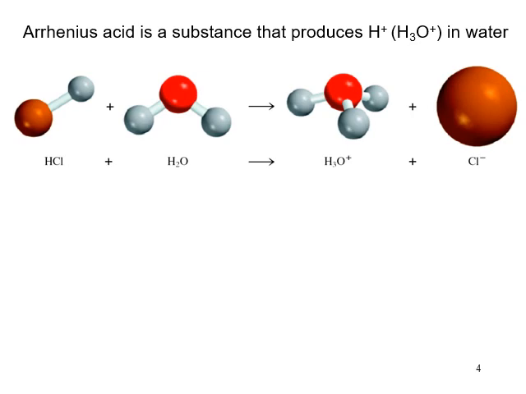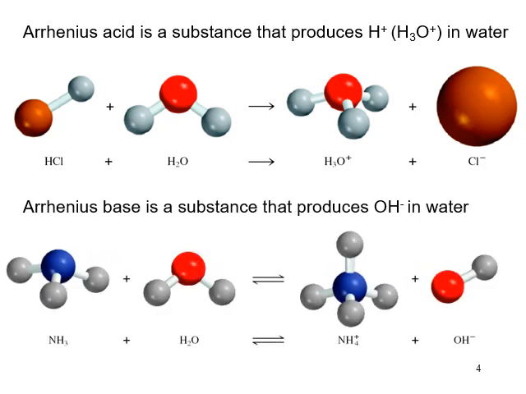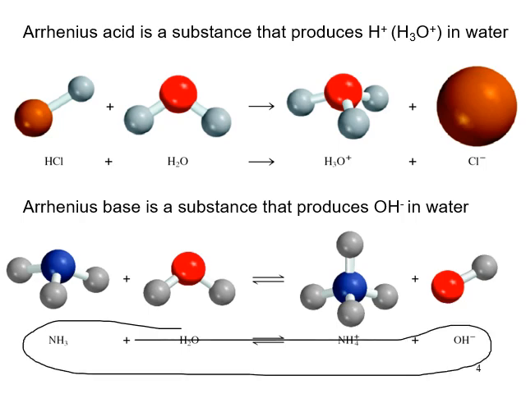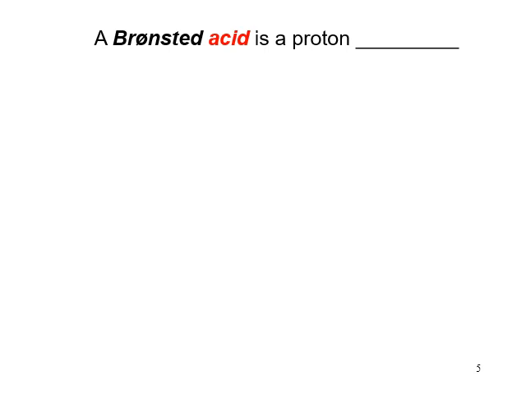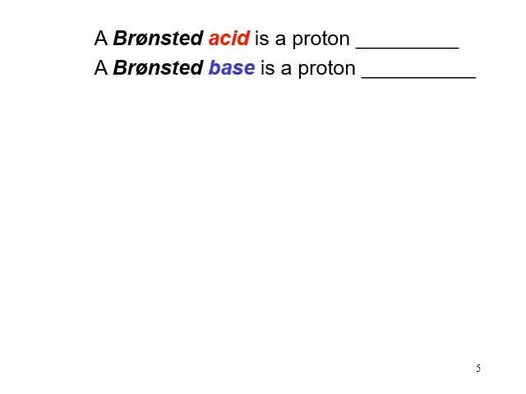Now, there are different definitions of acids. An Arrhenius acid is one that produces hydronium ions in water. An Arrhenius base is one that produces hydroxide ions in water. This is the same formula or equation that I just wrote for you on the previous slide. And there is the H3O+ being produced by an acid through its reaction with water. A Bronsted acid is a proton donor, and a Bronsted base is a proton acceptor.